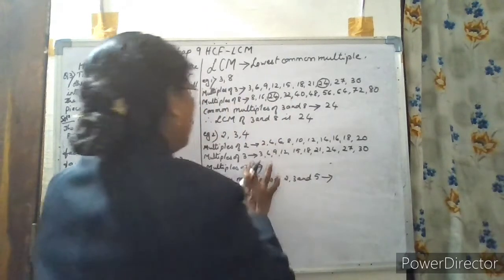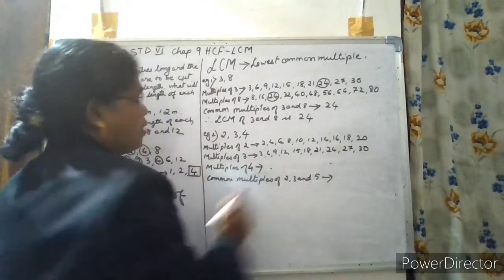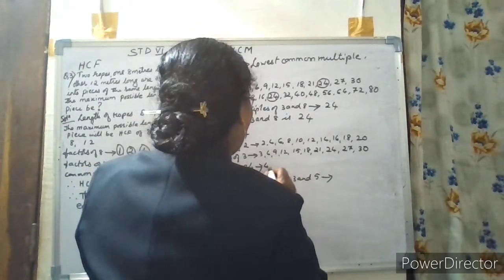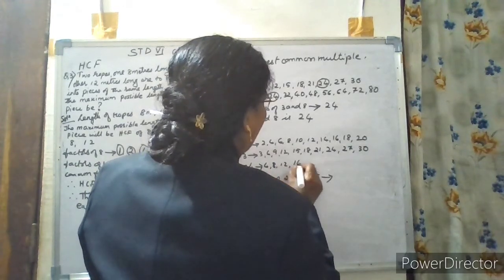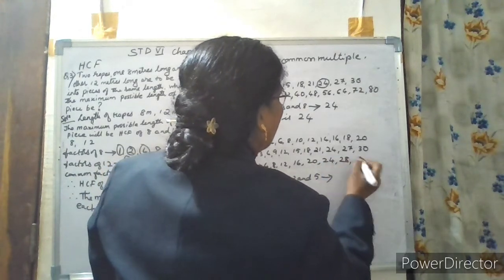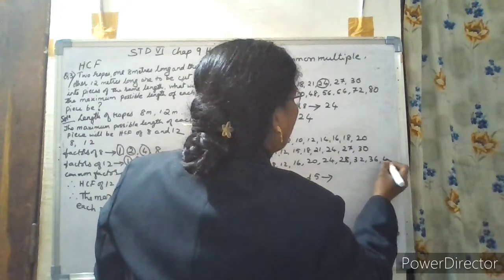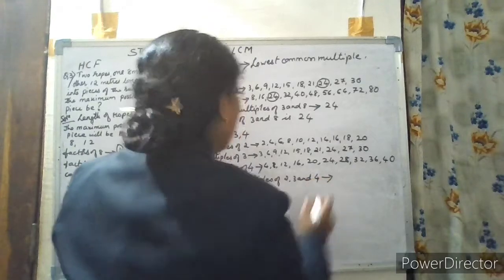4, as number 4. So multiples of 4. Let us take multiples of 4. 4 1 is 4, 4 2 is 8, 4 3 is 12, 4 4 is 16, 4 5 is 20, 4 6 is 24, 4 7 is 28, 4 8 is 32, 4 9 is 36, 4 10 is 40. So find out common multiples of 2, 3 and 4.